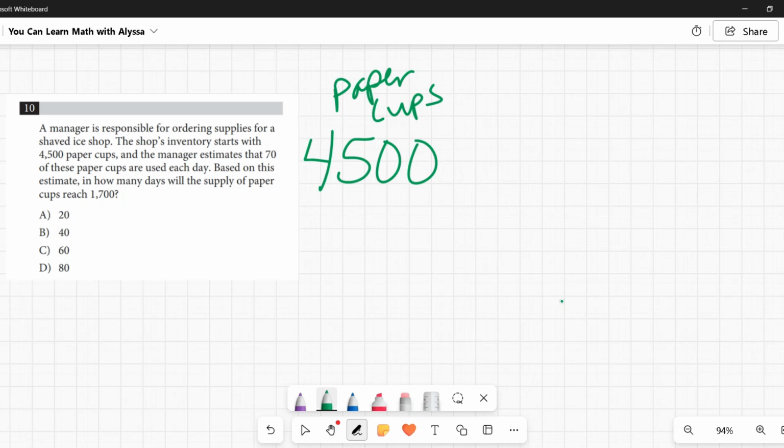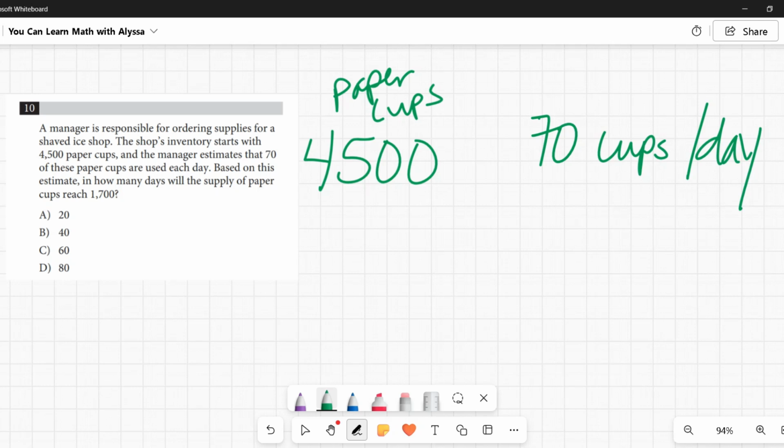Based on this estimate, in how many days will the supply of paper cups reach 1,700? Okay, so 70 cups per day. This is one I think it's better not to necessarily make an equation for. We can, but I think it works better just as sort of writing out things and looking at what these numbers represent. Okay, so it's going to go from 4,500 down to 1,700.